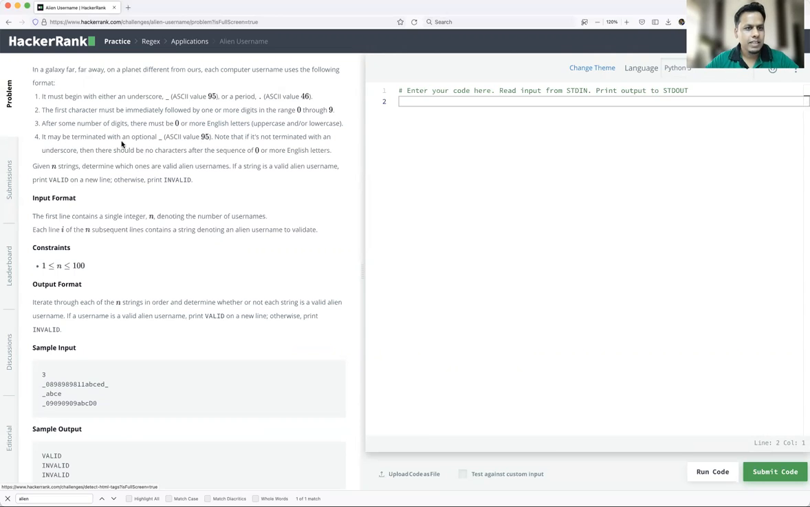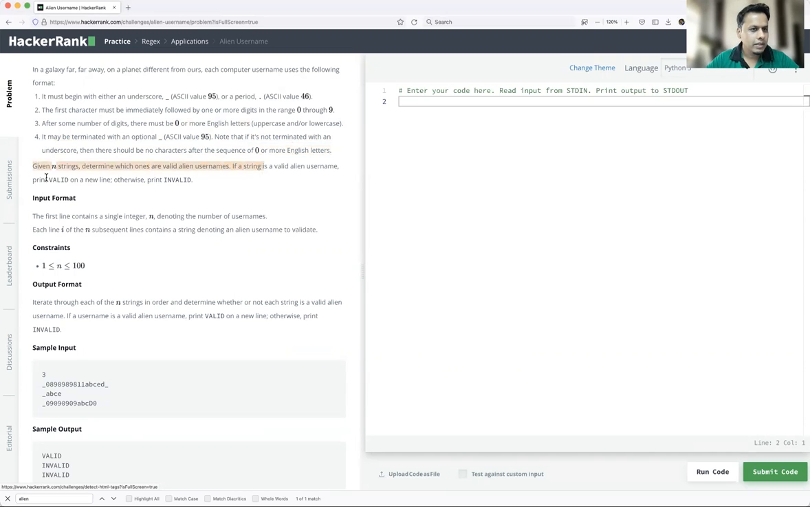Now the fourth instruction says it may be terminated with an optional underscore. Note that it says may be, meaning it may be there, it may not be there. So remember that we will have a question mark for this. Note that if it is not terminated with an underscore, then there should be no character after the sequence of 0 or more English letters. And this is one of the best parts of this particular problem. You may be able to solve from 1 to 3, but the fourth one you are definitely going to get stuck on if you don't know the concept of positive lookahead, negative lookahead, or positive lookbehind, negative lookbehind. That is what we are going to learn today.